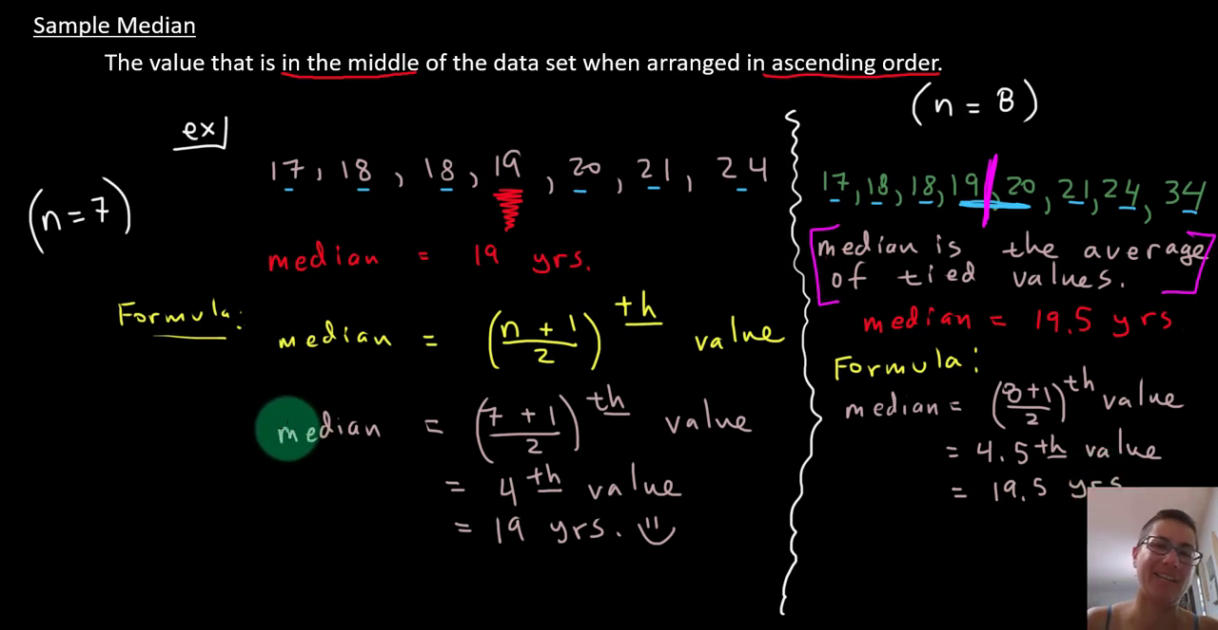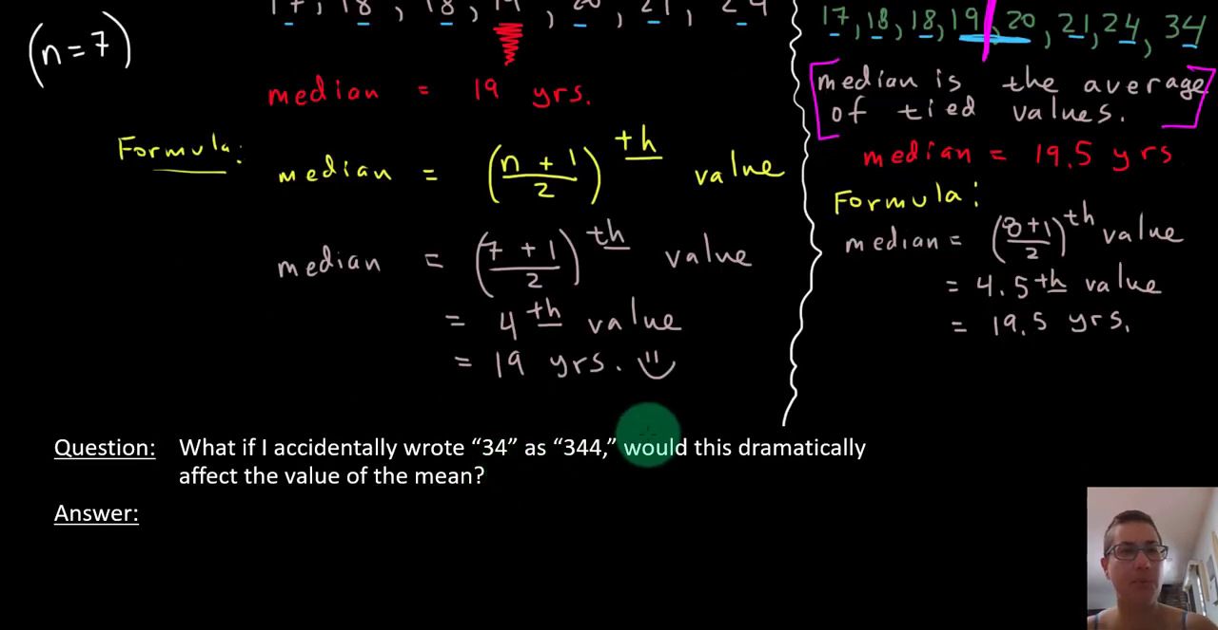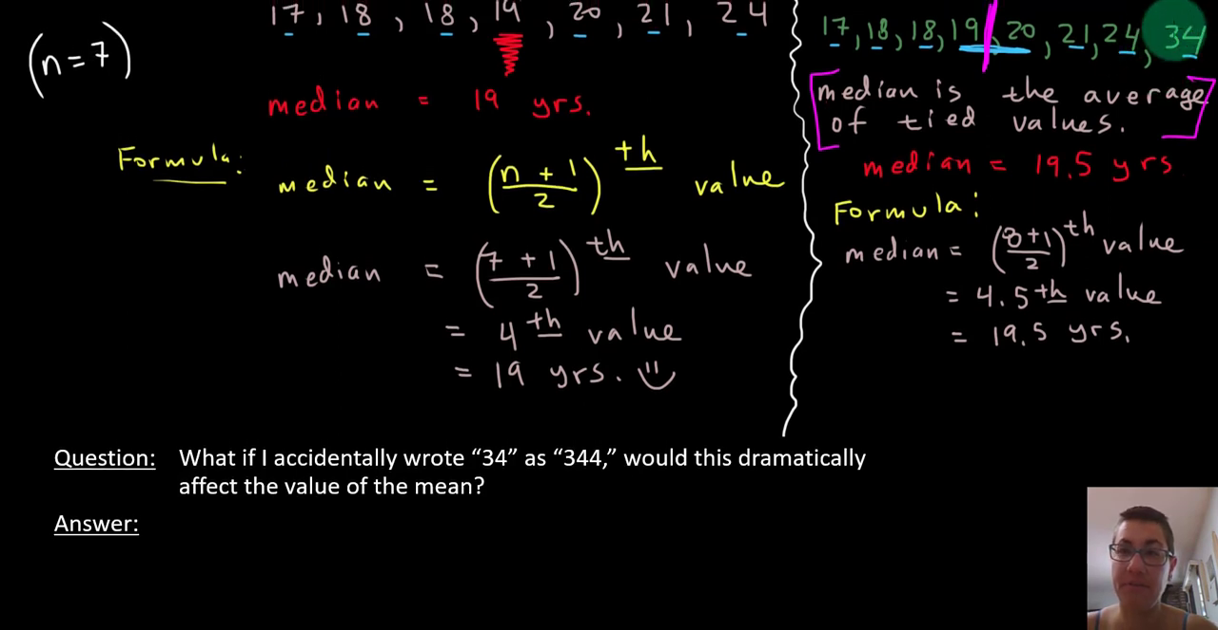All right, I've got a couple questions for you. Question: what if I accidentally wrote the value of 34 over here as 344? Would this dramatically affect the value of the mean, the average age? Suddenly there was a 344-year-old individual in the group. Yes, that would definitely bring up the average age quite a bit.